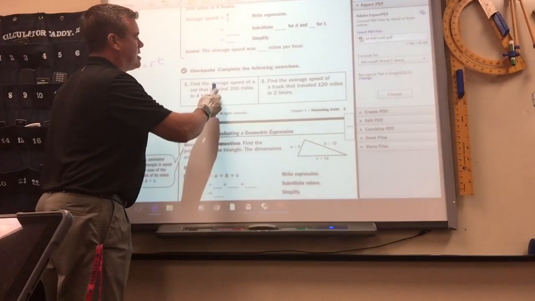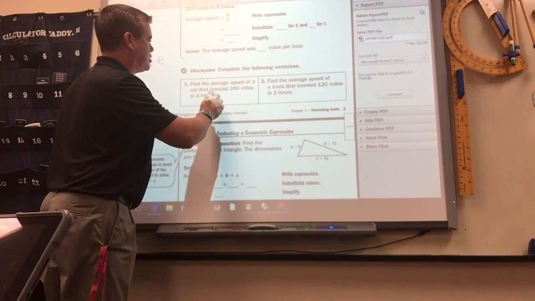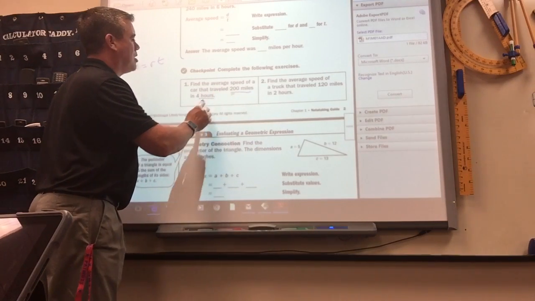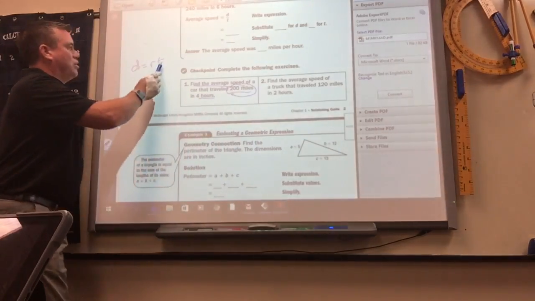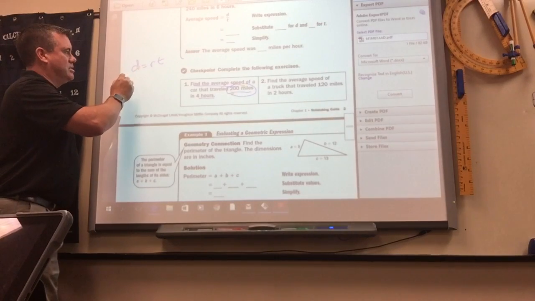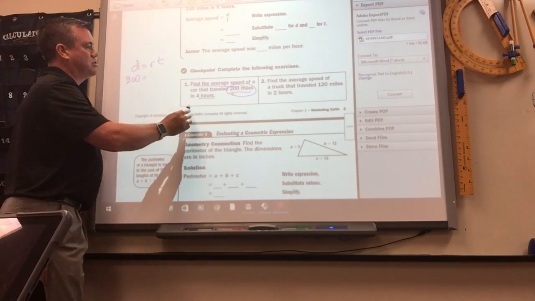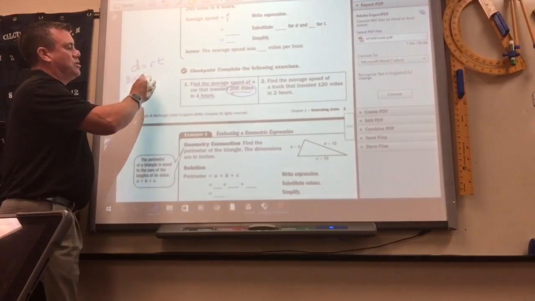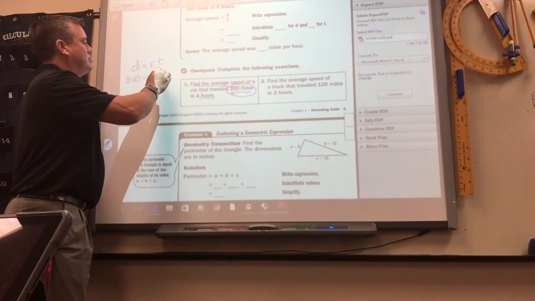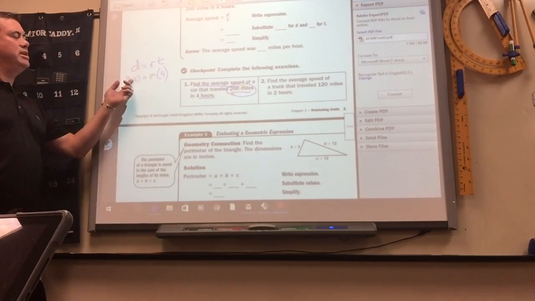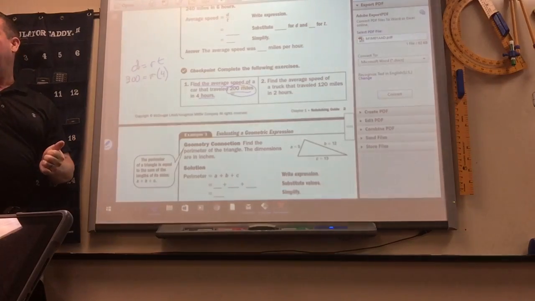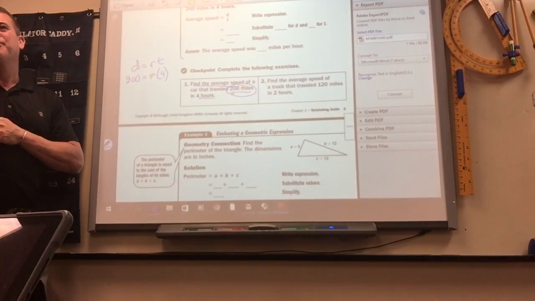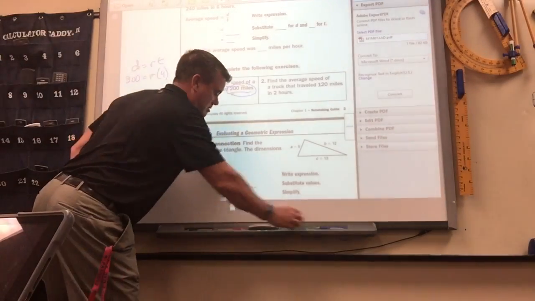So here they tell us the average speed of a car that traveled 200 miles in 4 hours. So we're finding the average speed. So where would the 200 go in here? Yep, the distance equals the rate, that's your speed, you don't know. The time is 4. So something times 4 equals 200. You can probably figure it out in your head. What times 4 is 200? 50.